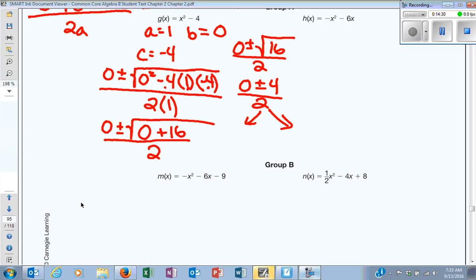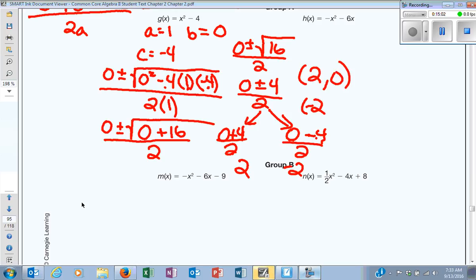One time I'm going to have 0 plus 4 divided by 2. And the other time I'm going to have 0 what? Minus 4 divided by 2. What is this answer going to be? 0 plus 4 is 4. 4 divided by 2 is 2. 0 minus 4 is a -4. -4 divided by 2 is a -2. So this told me that my two x-intercepts should have been 2, 0, and negative 2, 0.